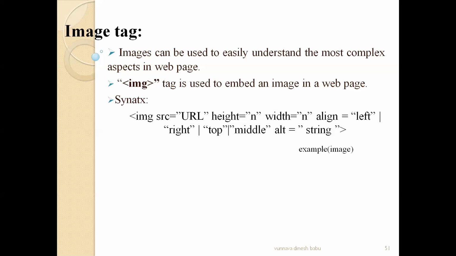So I will show it in the example. Just remember, source is an attribute. For that attribute, we have to provide one value, and the value which is to be provided for the source attribute is called the URL of an image, or the complete path of an image.